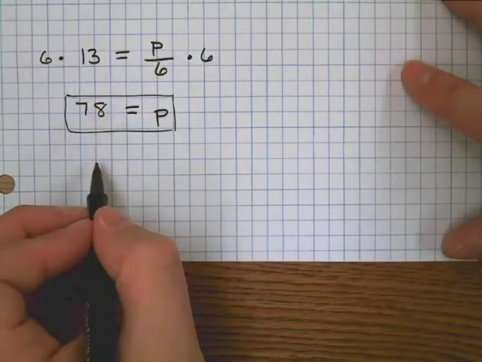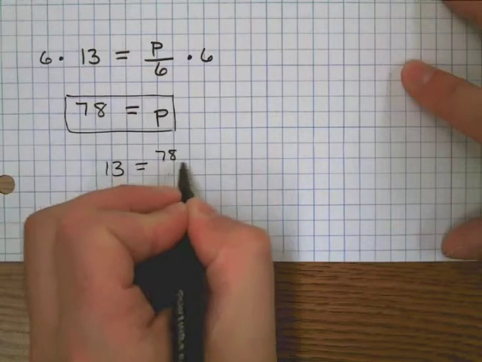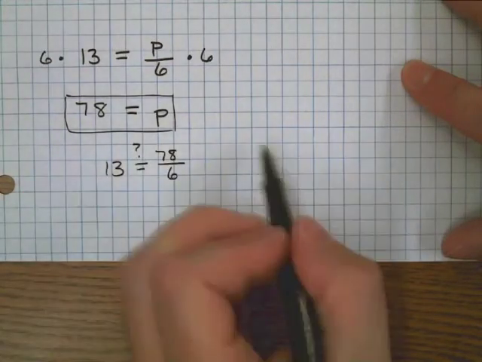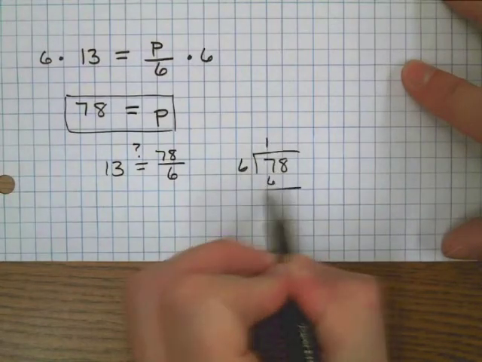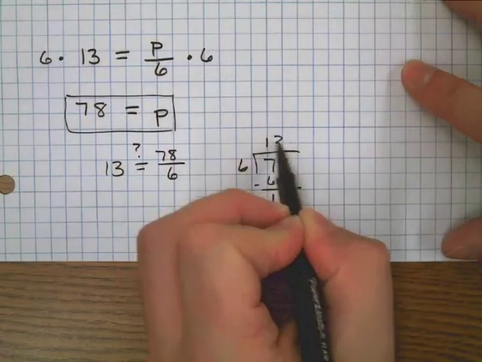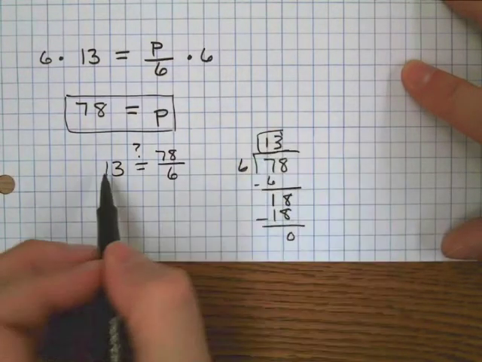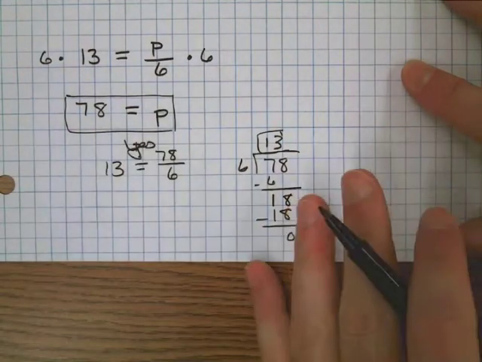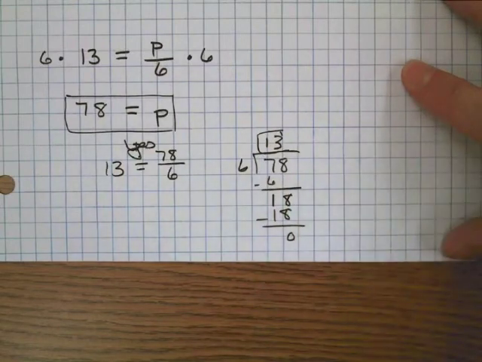So let's double check that. Let's put in 13 equals 78 divided by 6. And we want to know, is that correct? If I work that out, I can just show this real quick. And it is equal to 13, so that's a yes. So p does equal 78. So using the inverse of division, which is multiplication, to solve for the variable.